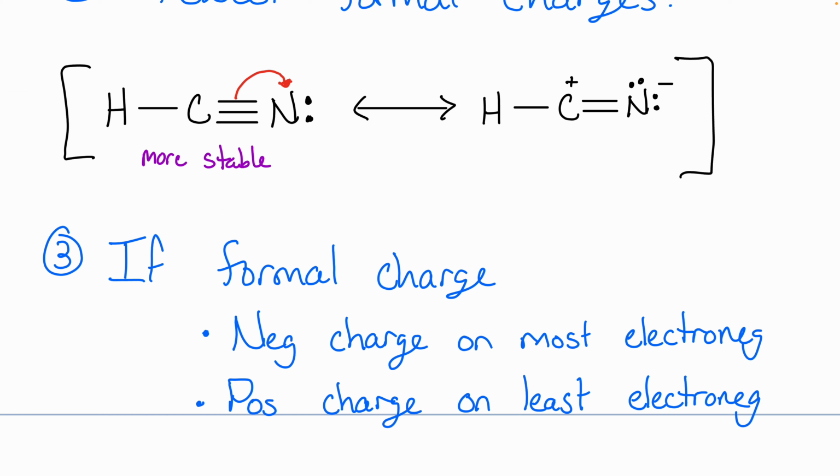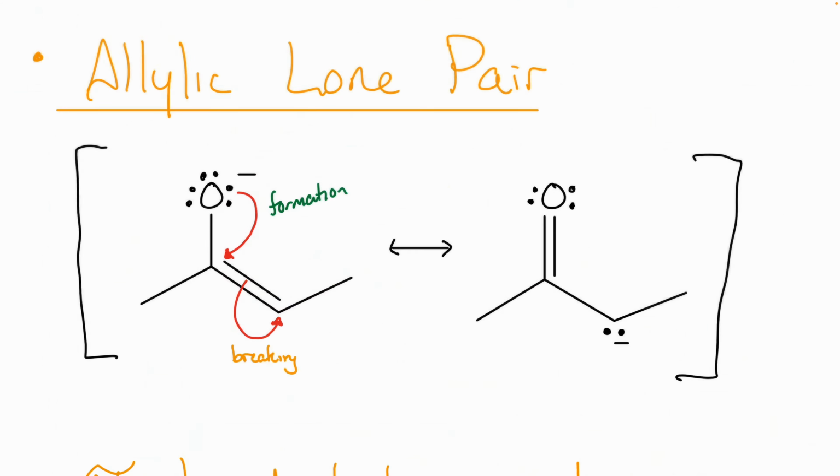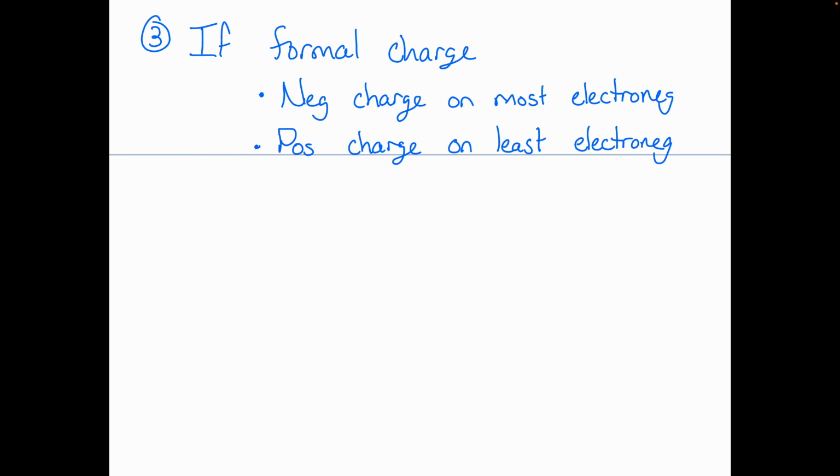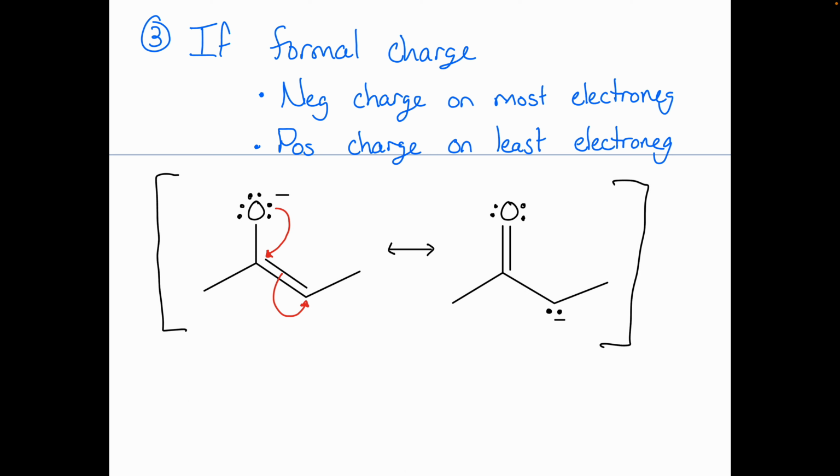All right. So going up again, back to one of these previous examples that we did. You can just go back up in your notes to where we talked about our allylic lone pairs. Which one of these would be the more stable of the two resonance structures? The one on the left or the one on the right?